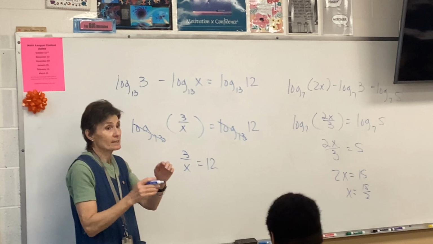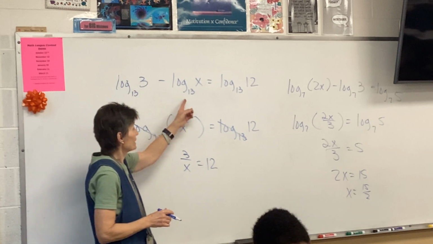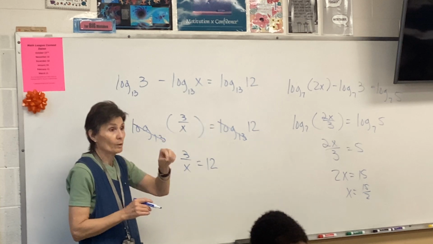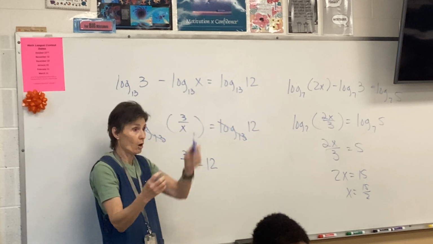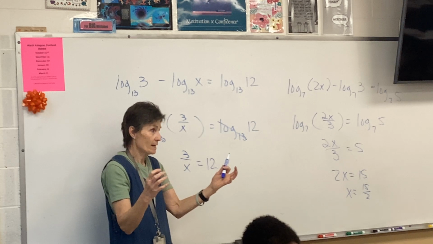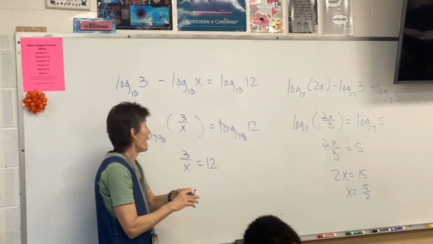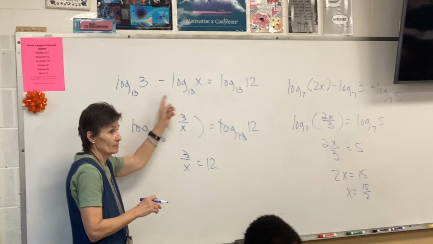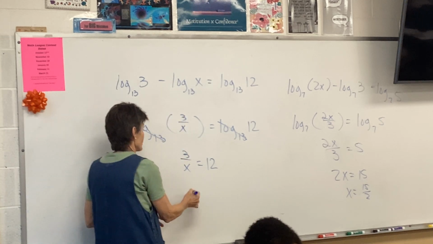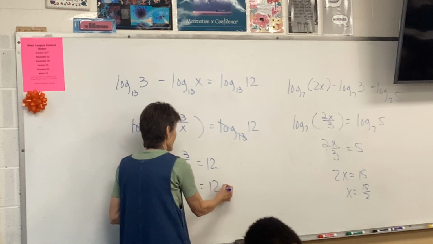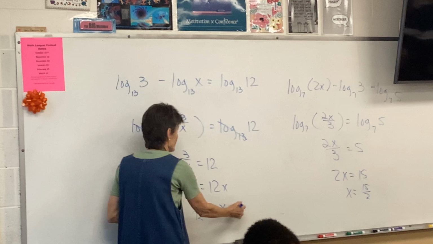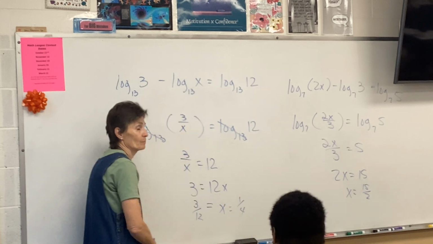Now, you guys, don't be canceling out the logarithms in the beginning of the problem. You can only cancel them out when you have log equals log. Okay? So the first step has to be to put these together, and then you can drop them out. So 3 equals 12x, and x equals 3/12, which is the same as 1/4.